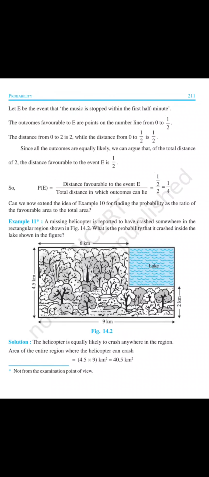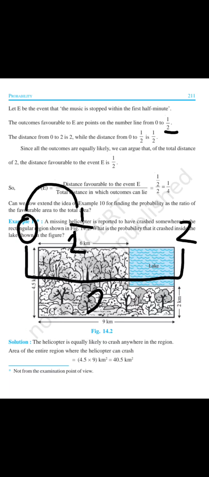Then let E be the event of the music stopping within the first half minute. The outcome for E on the number line is 0 to 1 by 2, because it is the first half. This is the first half. The distance from 0 to 2 is overall 2, while the distance from 0 to 1 by 2 is 1 by 2. Then since all the outcomes are equally likely, we can argue that out of the total distance of 2, the favorable distance of the event is 1 by 2.